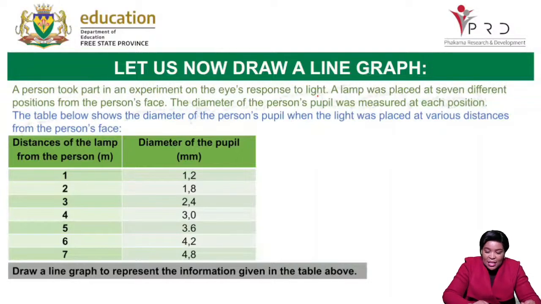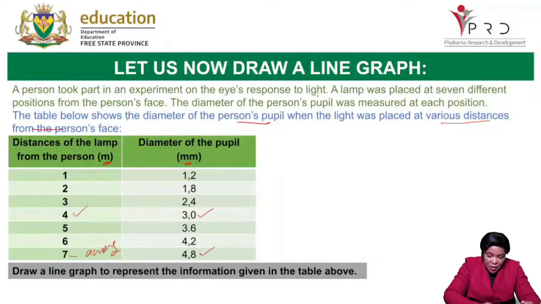The table below shows the diameter of the person's pupil when the light was placed at various distances. So, reading the table, when the lamp was placed at 4 meters away from the person, the diameter of the pupil was 3 millimeters. Take note of the units there. When the light was placed at 7 meters away, the pupil diameter of this person was 4.8. So you must be able to read the table first. Then draw a line graph to represent the information given in the table above.